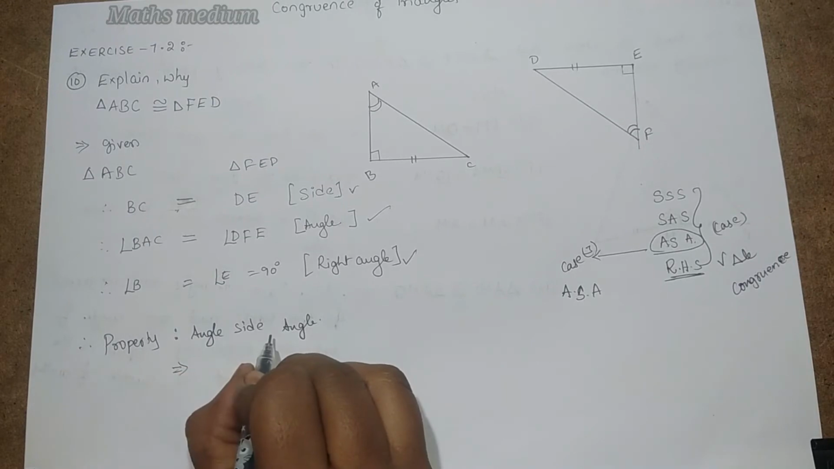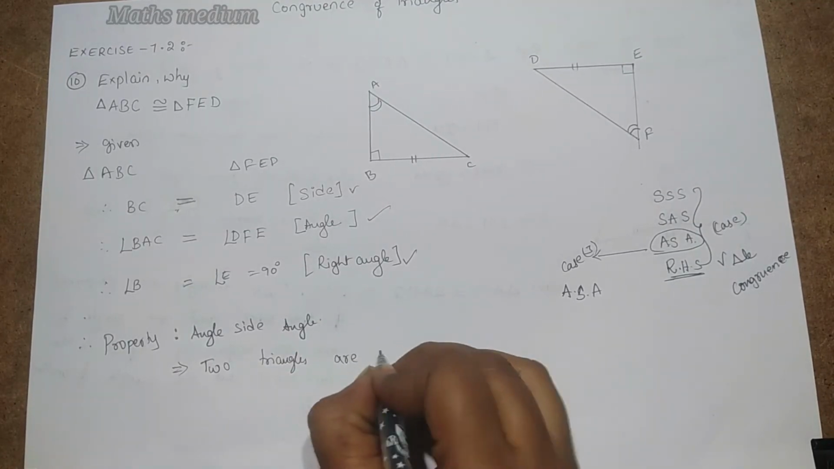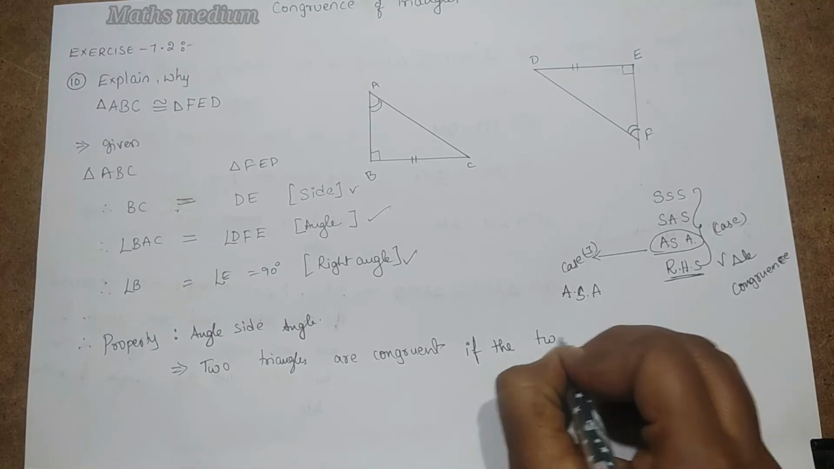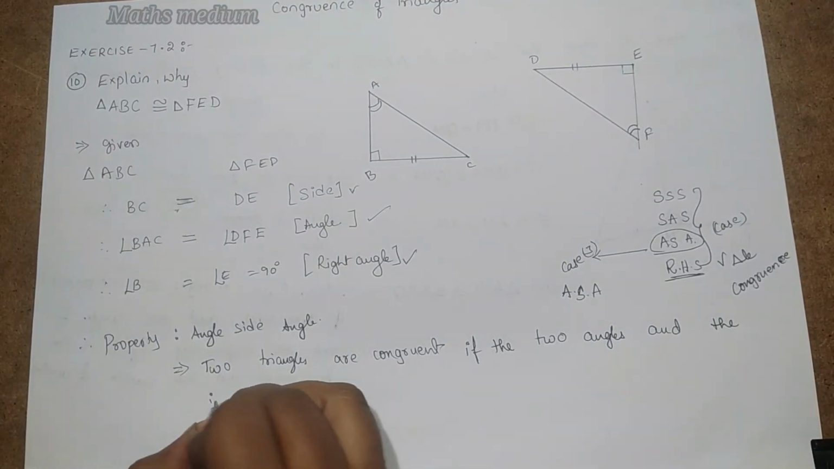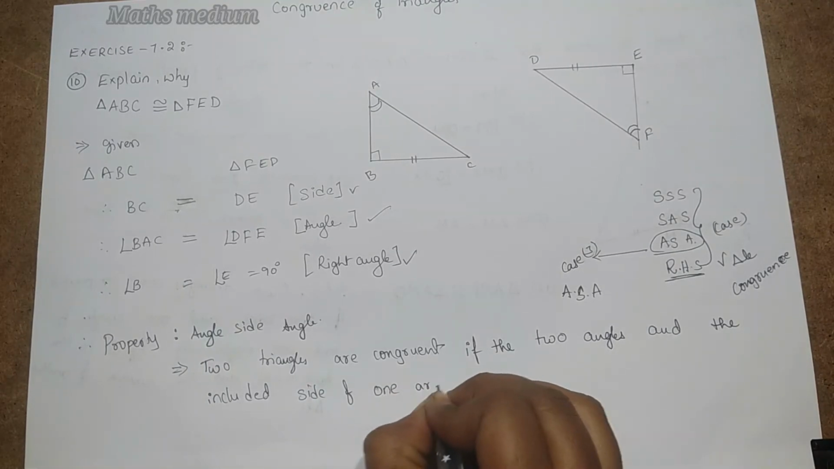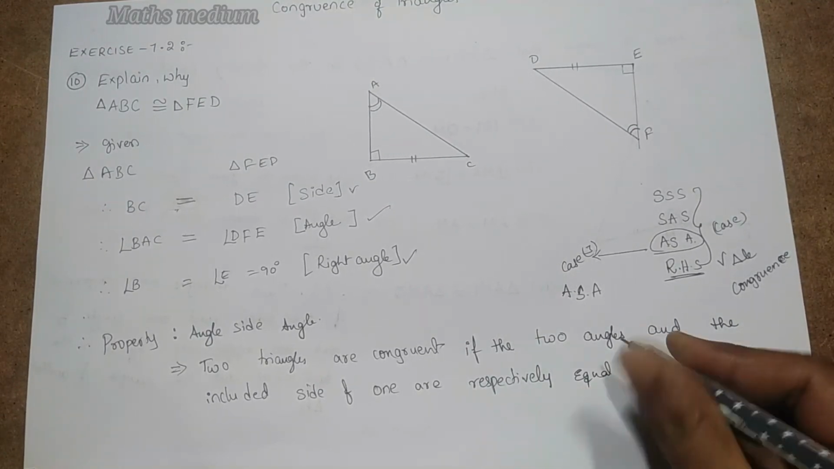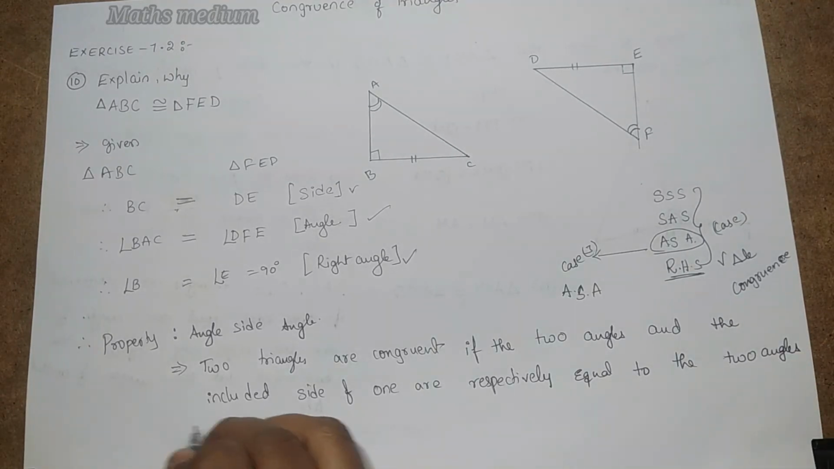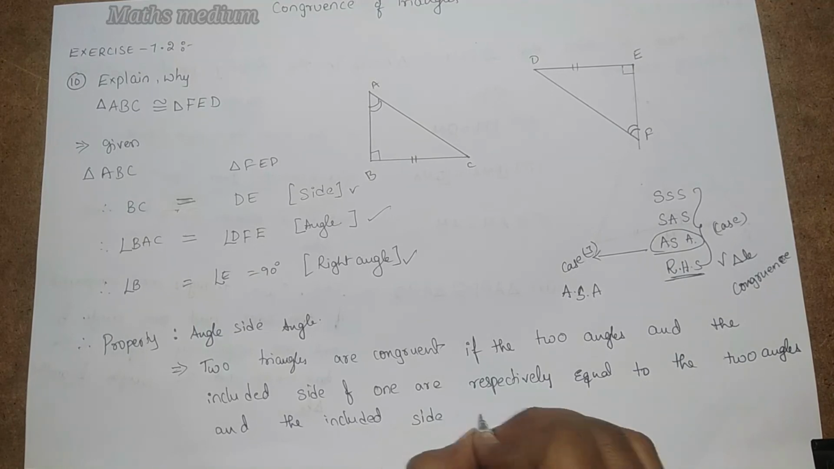What is the definition of angle side angle? Two triangles are congruent if the two angles and the included side of one are respectively equal to the two angles and the included side of the other.